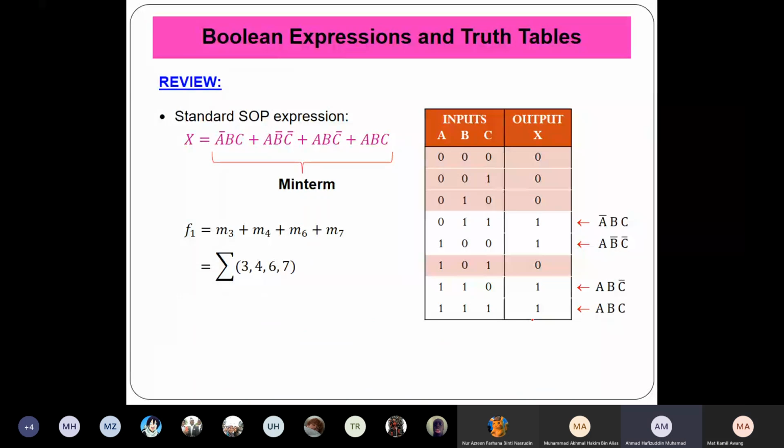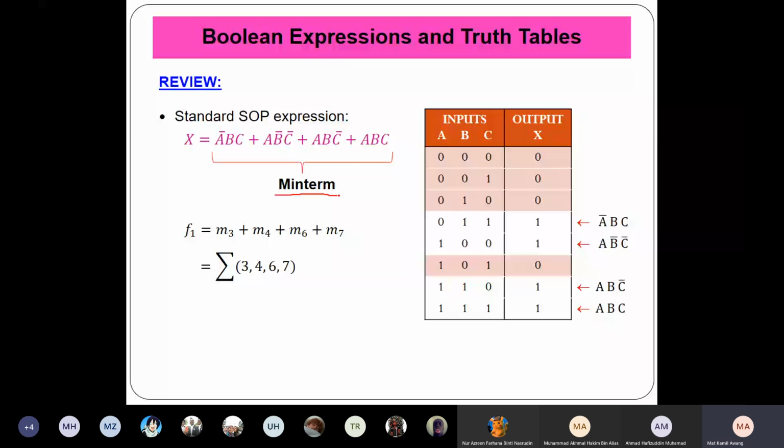So let's review. For the standard SOP expression just now, if it's SOP, you select the ones. So you get A bar BC plus A B bar C bar plus A B C bar plus A B C. So for SOP, these are the min terms. Sum of product actually will give you the min terms.